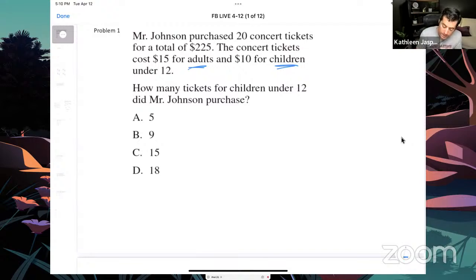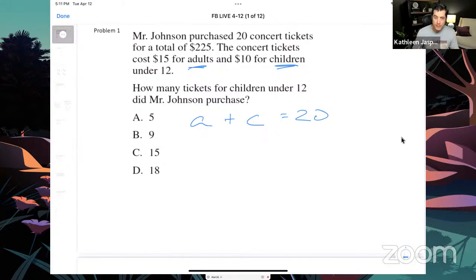So we want to go ahead and create our equations. So I've got adult tickets. It says we purchased 20 concert tickets for a total of $225. So we know that we have adult tickets plus our children tickets is going to equal 20, right?